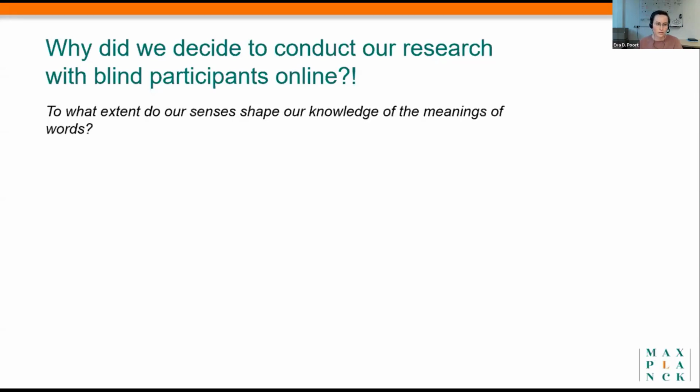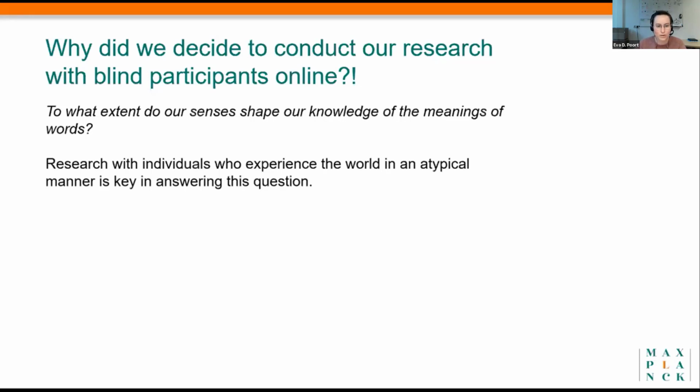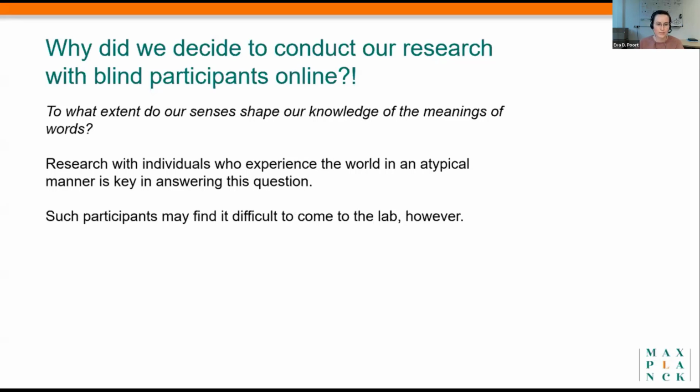So to start, our research question is, to what extent do our senses shape our knowledge of the meanings of words? And research with individuals who experience the world in an atypical manner is key in answering this type of question. But participants who are blind, for example, may find it difficult to come to the lab. And of course, as people have mentioned before, if you recruit online, then you can reach a much larger sample. And this was a great benefit for us, especially because the pool of participants is already quite small.